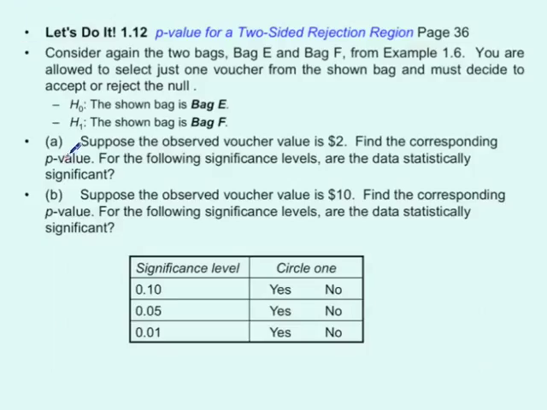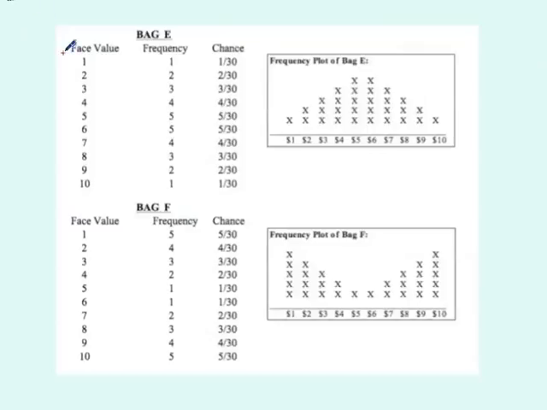Consider two bags E and F that we had back in example 1.6, and you're allowed to select one voucher from the shown bag, and you've got to decide whether it's bag E or bag F. First time through, say the voucher you drew out of the bag was a $2 voucher. In other words, that's your observed value. What they want to know is what is the corresponding p-value, and then decide based on this table for which level of significance it would be significant or not. Remember, that's just a collection of alphas, and we want you to compare the resulting p-value from our $2 voucher to those values of alpha. So let's go do the calculation. Our observed value was a $2.